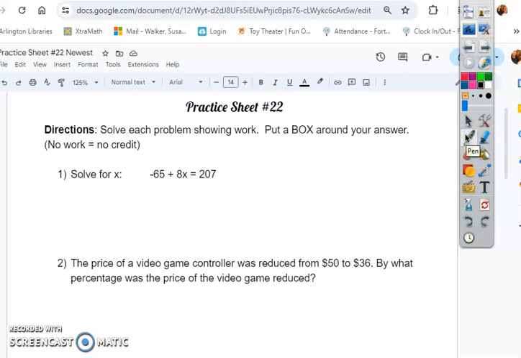Guys, we are working on practice sheet 22, and we're going to start with number 1. It looks almost like what we've done previously. The variables on the left, we like that, but within this left side, notice it's actually on the right. And that's okay. All we need to do is make sure we get rid of the negative 65 and the times 8.